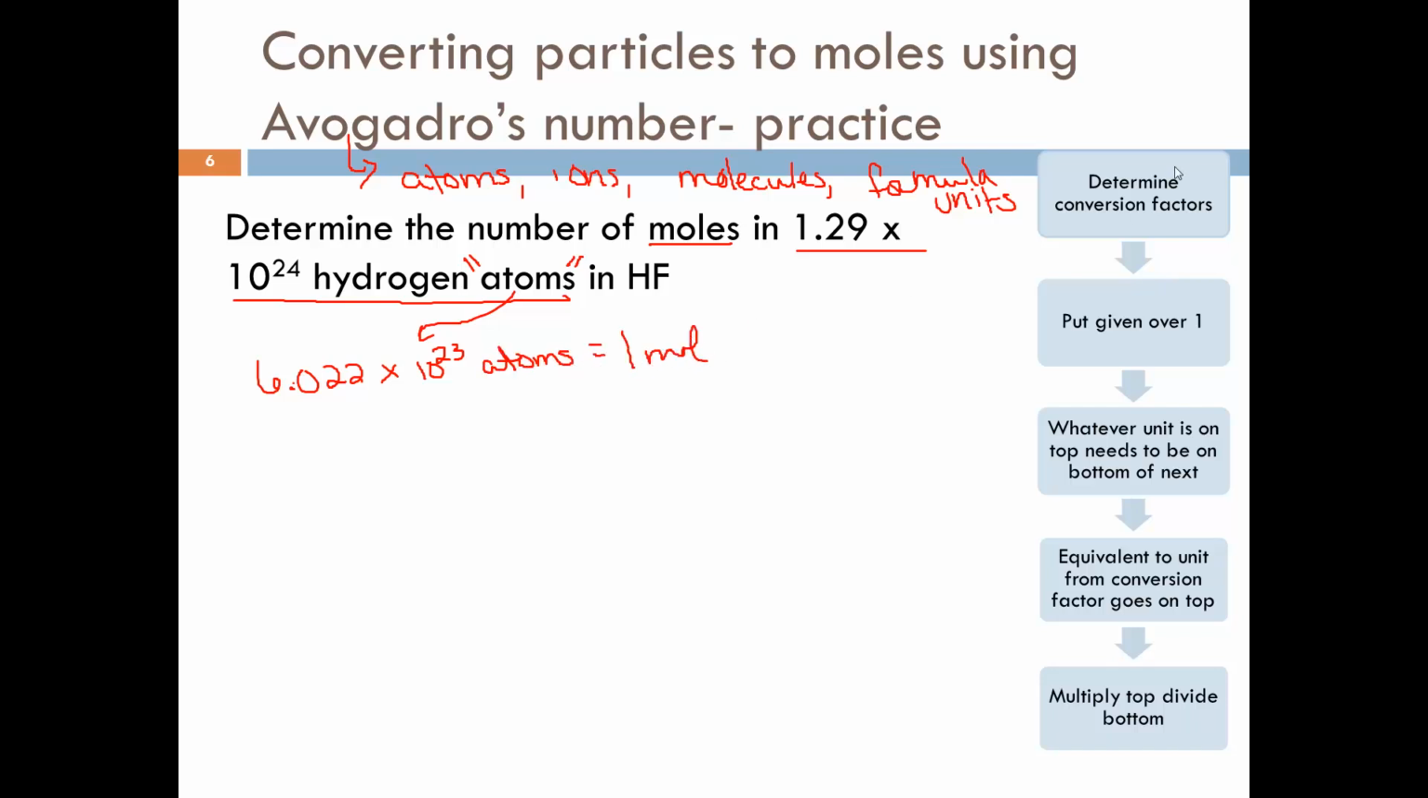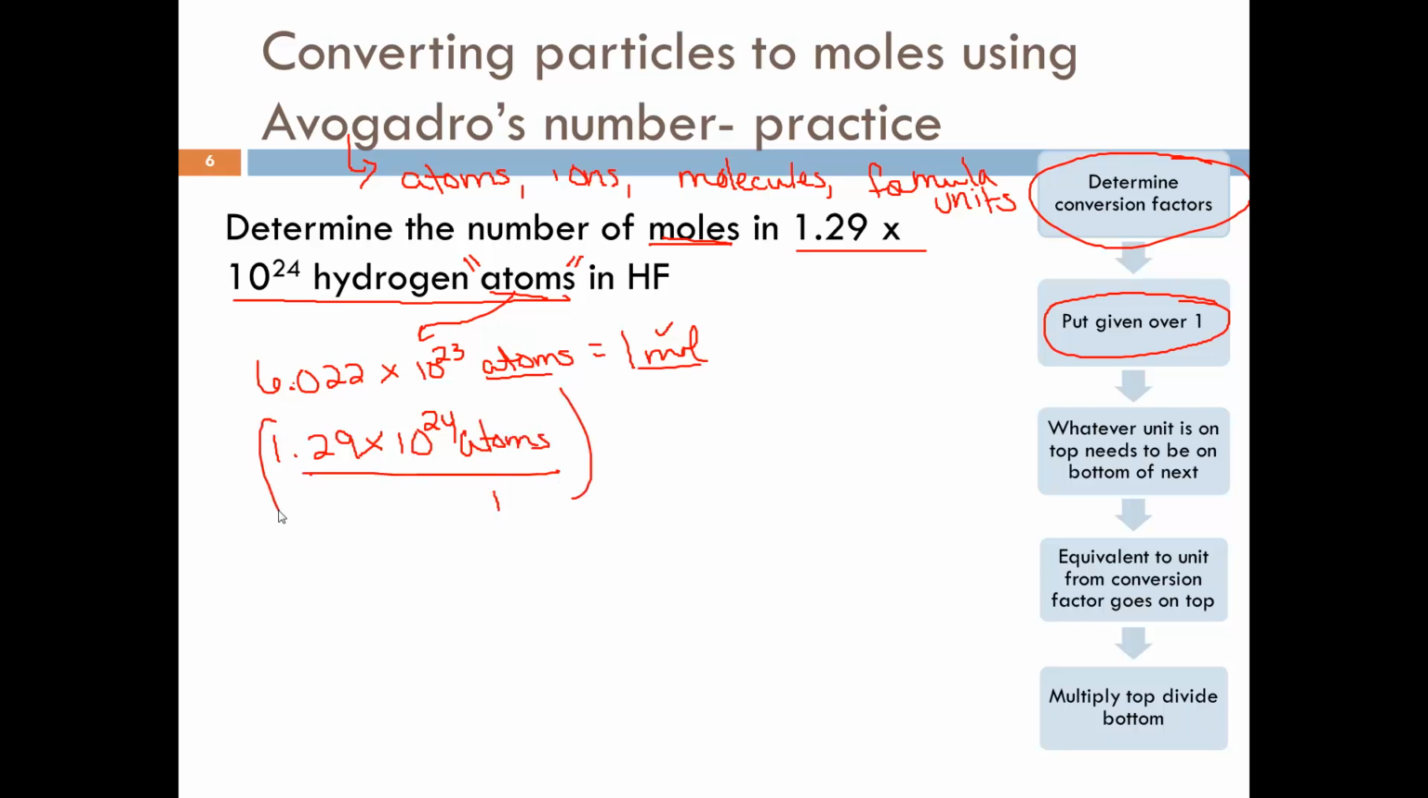So the very first thing is to determine the conversion factor, and we did this. Then you put the given number over 1. I know I don't need any other conversion factors because I have the word atoms and moles, where we're going from and where we're going to, in the same conversion factor. So I'm going to put the number over 1 now. 1.29 times 10 to the 24th atoms over 1. Whatever unit is on top needs to be on the bottom of the next line. So I have atoms on top. I need to put atoms on the bottom of this line.